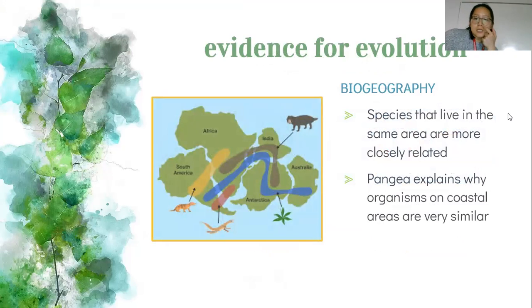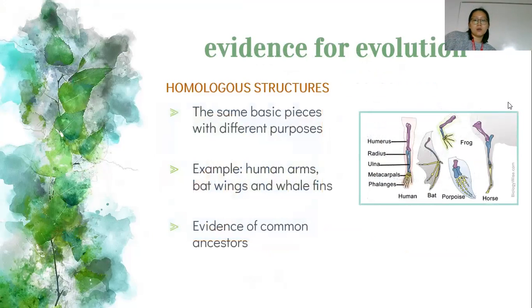So again, species that live in the same area are probably more closely related, and Pangea explains why organisms that live on the coasts of a lot of these continents are very similar to each other, even after all the years that have passed since Pangea no longer exists.